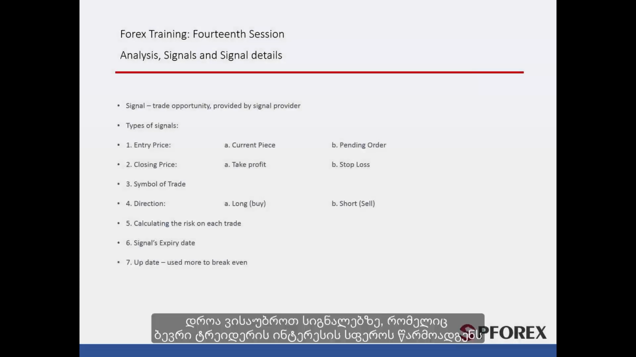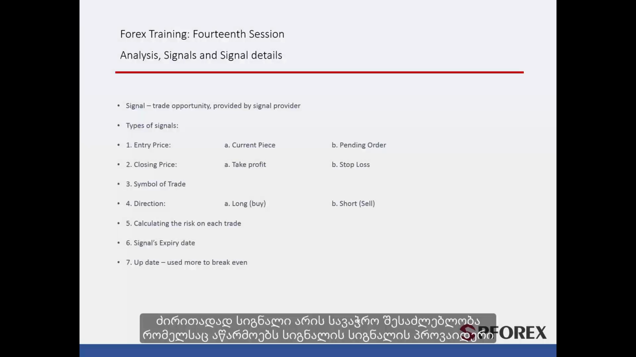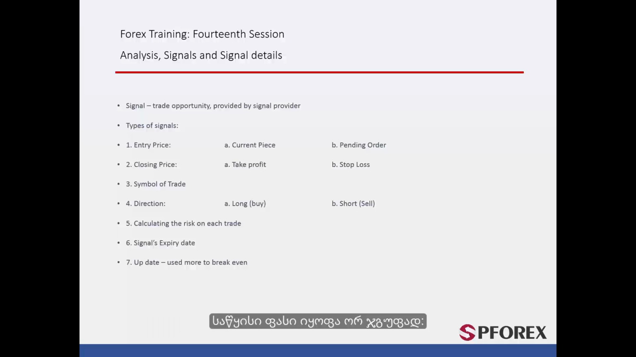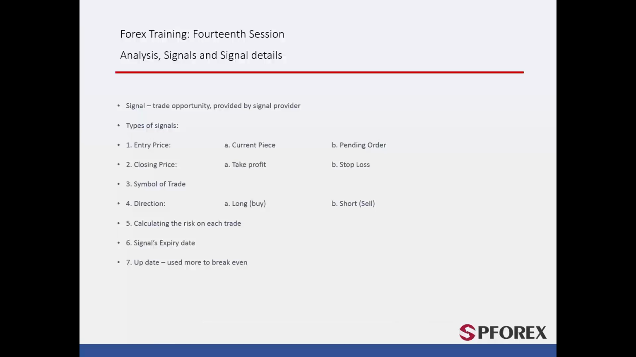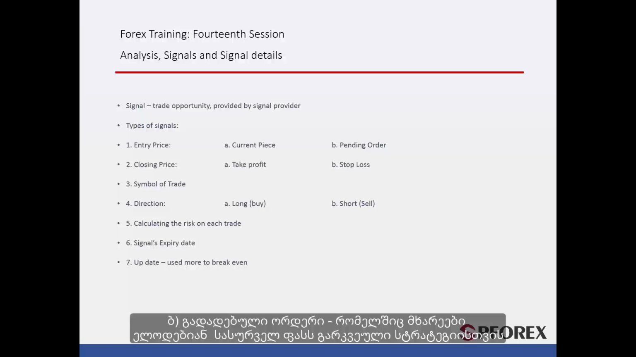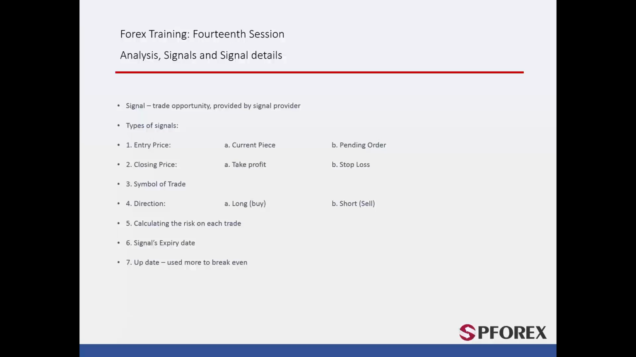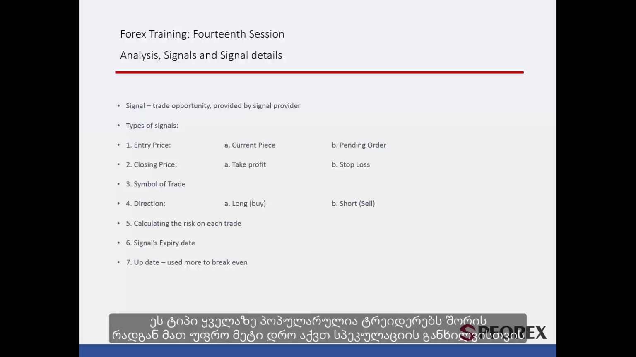Signals. Now it is time to talk about signals, which is an area many traders show interest in. Basically, a signal is a trade opportunity provided by a signal provider. The entry price is divided into two groups. A. The current price, in which parties make their trades based on the market's current price index. And B. Pending order, in which parties wait for desired prices for a certain strategy. This type is more popular amongst traders as they have more time to consider their speculations.